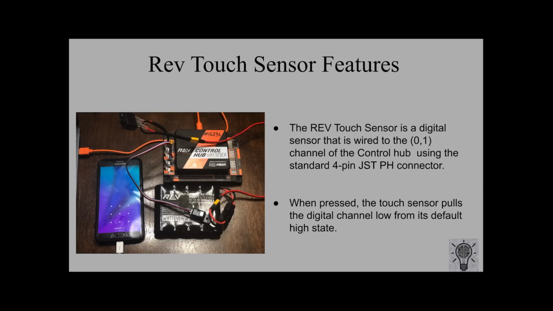You can connect the Rev touch sensor to the 0-1 channel of the control hub, as shown in the photo below, using the standard 4-pin connector. When pressed, the touch sensor pulls the digital channel low from its default high state.